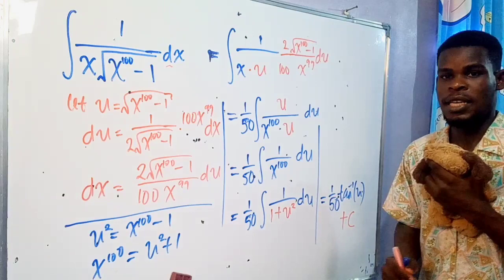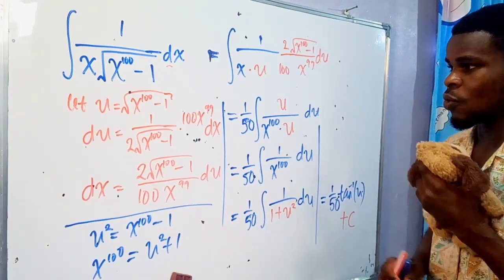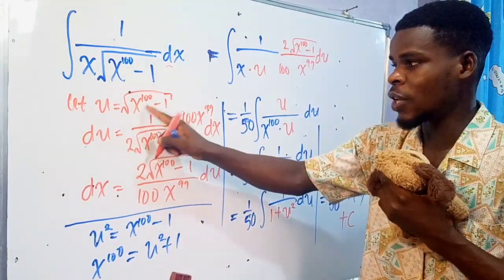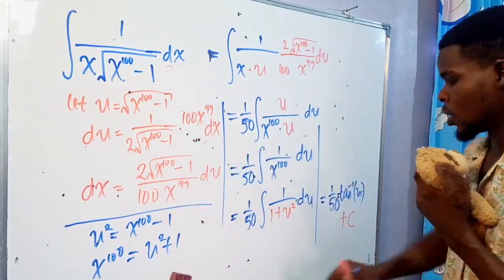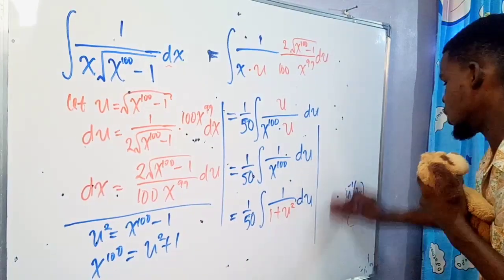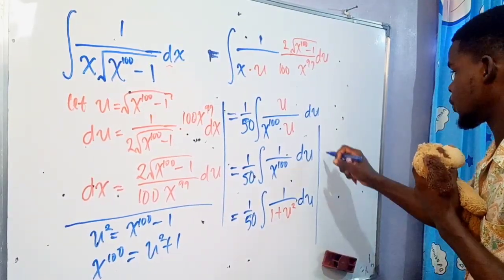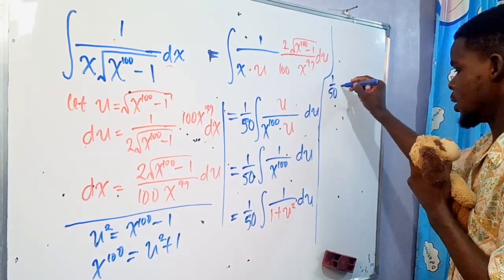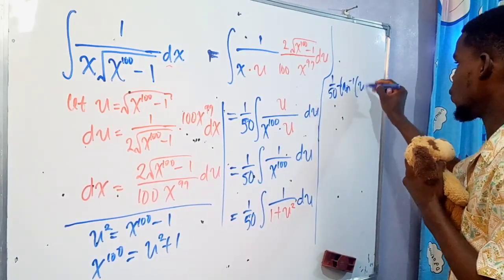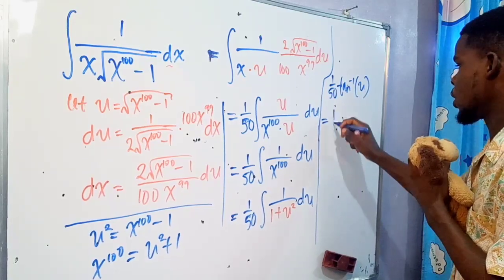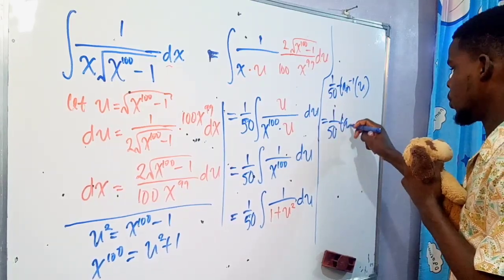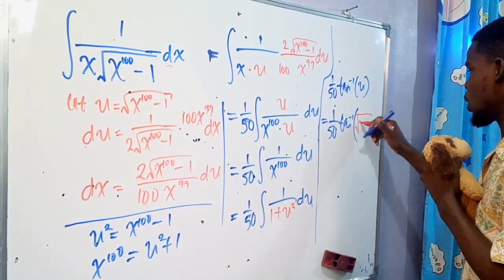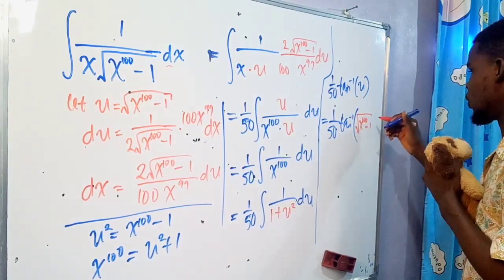But you notice that this is u. We need to get back to the original variable, which is the x variable. So in place of u, we are going to put in the square root of x raised to the power of 100 minus 1. This was 1 over 50, then the inverse tangent of u, where u is the square root of x raised to the power of 100 minus 1.